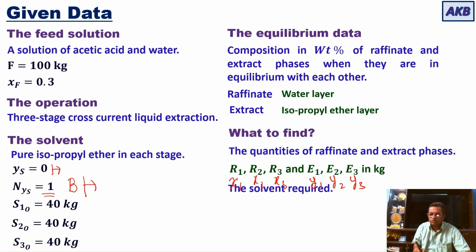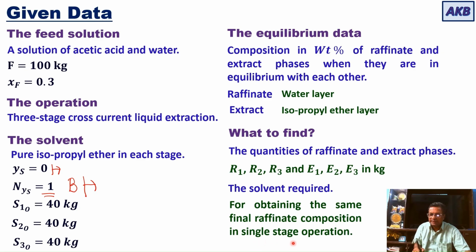In the second part, we are supposed to find out the solvent required for obtaining the same final raffinate composition in single stage operation. That means when the operation is carried out in 3-stage cross current operation, you get raffinate phases with these compositions and extract phases with these compositions. We are going to report those compositions. And they say that if the same final raffinate composition, that is X3, is to be obtained in a single stage operation, then what is the amount of solvent that is required? We are supposed to find that out in the second part.